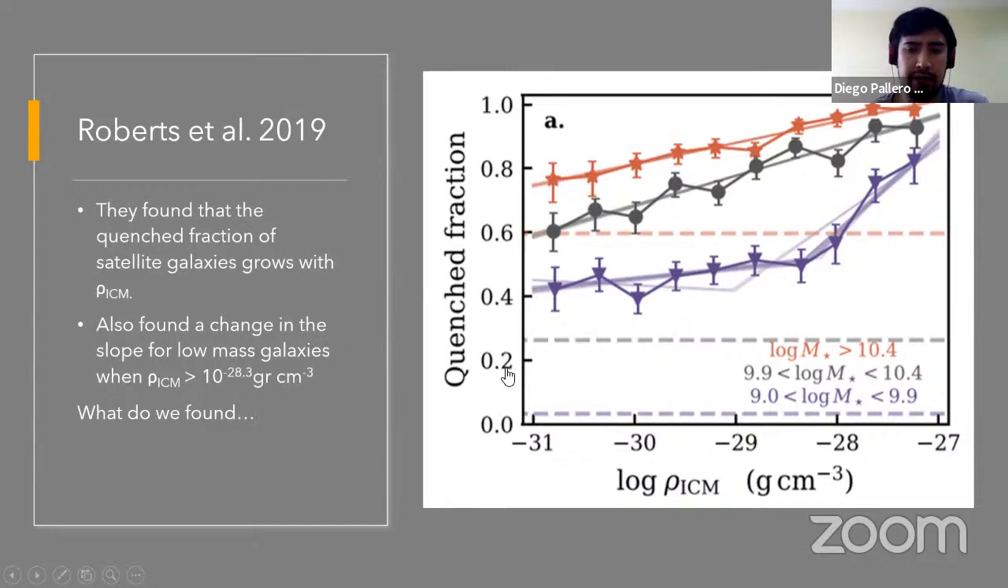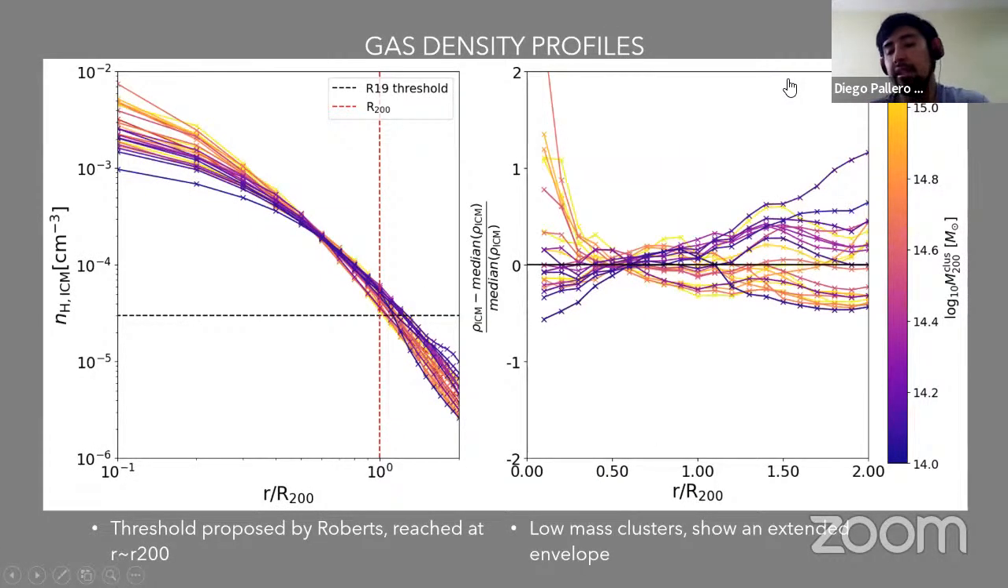In these plots here, you can see the quench fraction as a function of the density of the intracluster medium for different kinds of galaxies, and low mass galaxies show this sudden change in the slope at this particular threshold. And interestingly, in our simulations, this specific threshold in the intracluster medium is reached at the virial radius of the cluster, even for low mass clusters. It should be noted that the simulations tend to have slightly denser gas density profiles for the intracluster medium. It's around 2 times denser than what you find in observations.